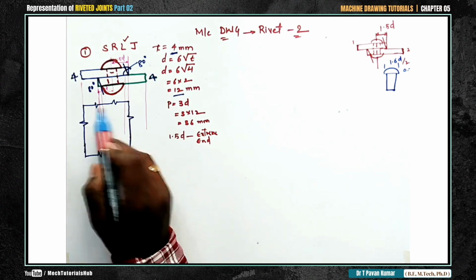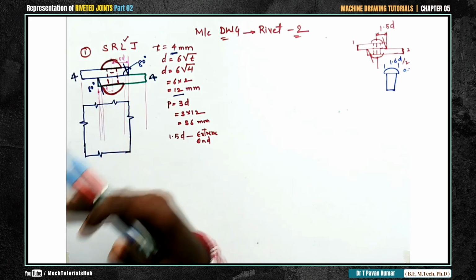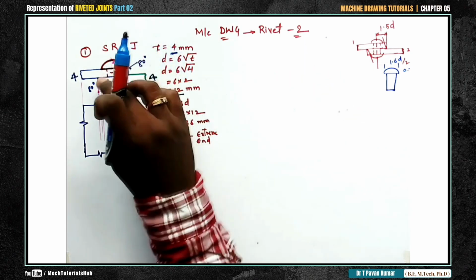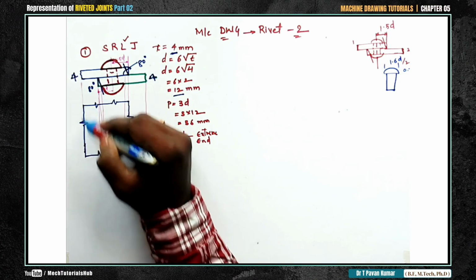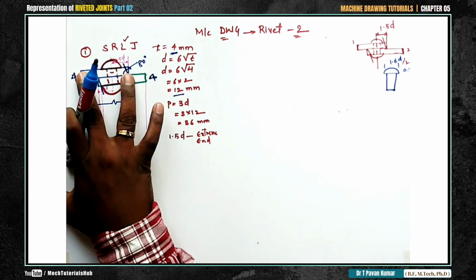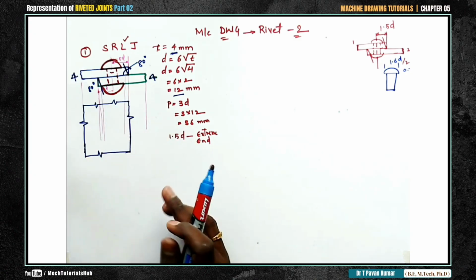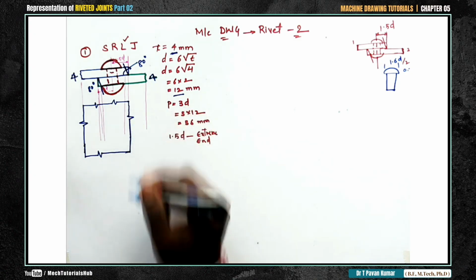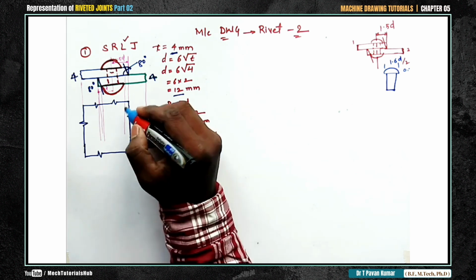Now this zigzag indicates that the sheet length is very big. We are cutting it short just to represent the rivet. So this distance is conventional, this width is also conventional. Whatever width you have considered in the front view, the same needs to be considered in the top view also. This is the representation of sheet number 1.